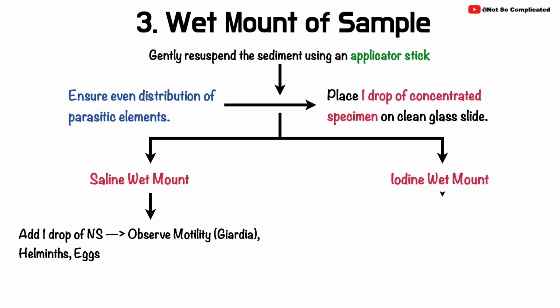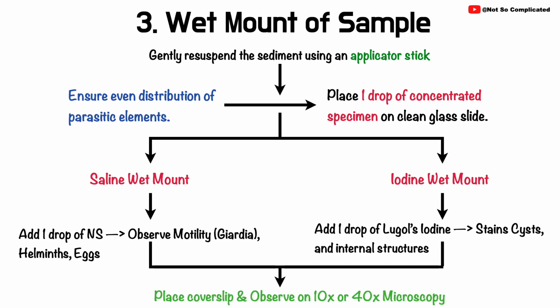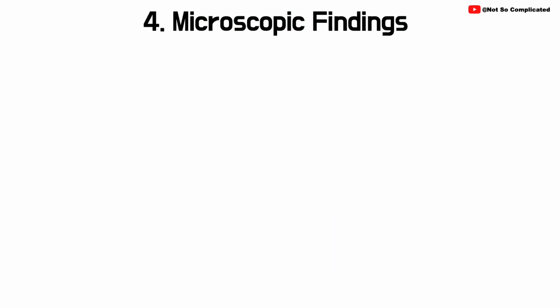But in the iodine wet mount, what we do is add 1 drop of Lugol's iodine, and that will stain cystic structures or internal structures of the parasites, right? After doing that, we place a cover slip over it and then observe on 10x or 40x microscopy, and this is when we look for microscopic findings specific to each parasite.